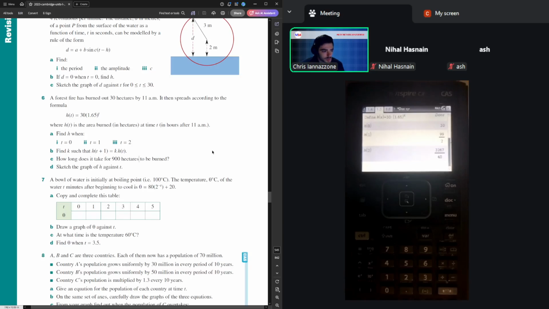A little bit more interesting question in part B. Find k such that h of t plus 1 is equal to k h of t. This one I'll let you guys think about a bit more. It's not super crazy, but definitely a step up from just sub in a value.